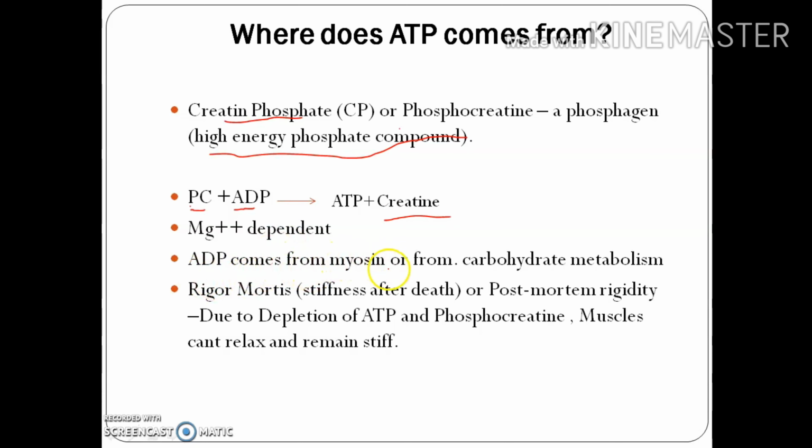ADP comes from myosin or from carbohydrate metabolism, as I said, and there is a condition called rigor mortis. Rigor means stiffness and mortis means condition after death. Post-mortem rigidity is a case when the ATP and phosphocreatine get depleted, so muscles can't really relax and remain stiff.